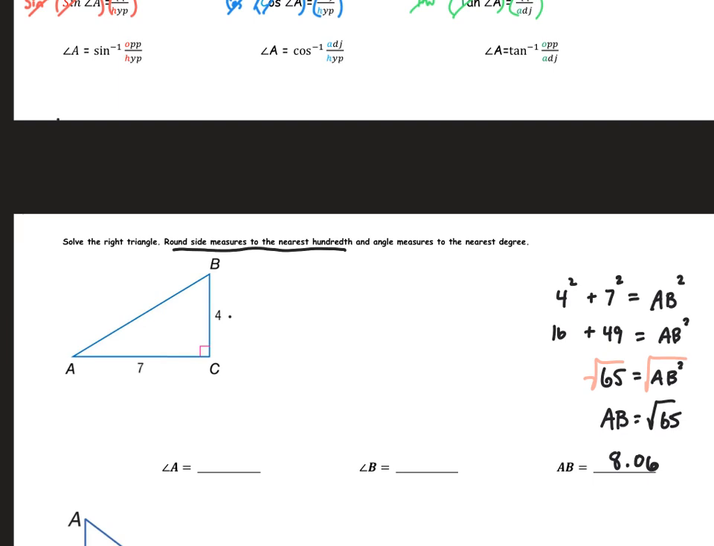Now, if we want to find the measure of angle A here, or if I want to find the measure of angle B, I can. I'm going to start with angle A just because it's first. So if I look at angle A, this is opposite of angle A. This is adjacent side to angle A. So I'll say that the tangent of angle A is 4/7. So that means angle A equals the inverse tangent of 4 divided by 7. So on my calculator, inverse tangent, 4 divided by 7, I get 29.744. So that's roughly 30 degrees.